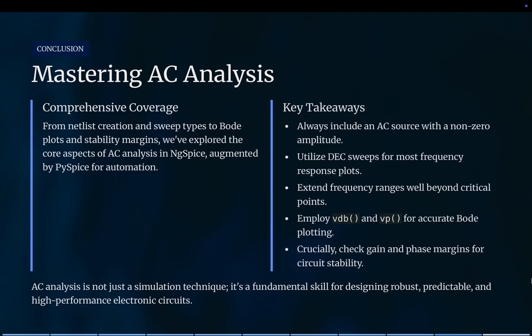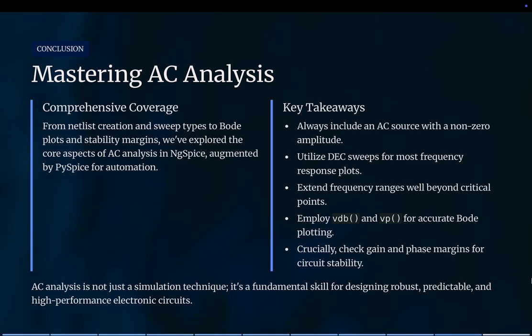Now for the final part, let's recap what we have covered. At first, we learned how to build a proper netlist with AC sources, understanding different types of sweeps. In the continuation, we learned how to choose appropriate frequency ranges, plotting and interpreting Bode diagrams, extracting gain, phase, and stability margins, and finally automating with PySpice.